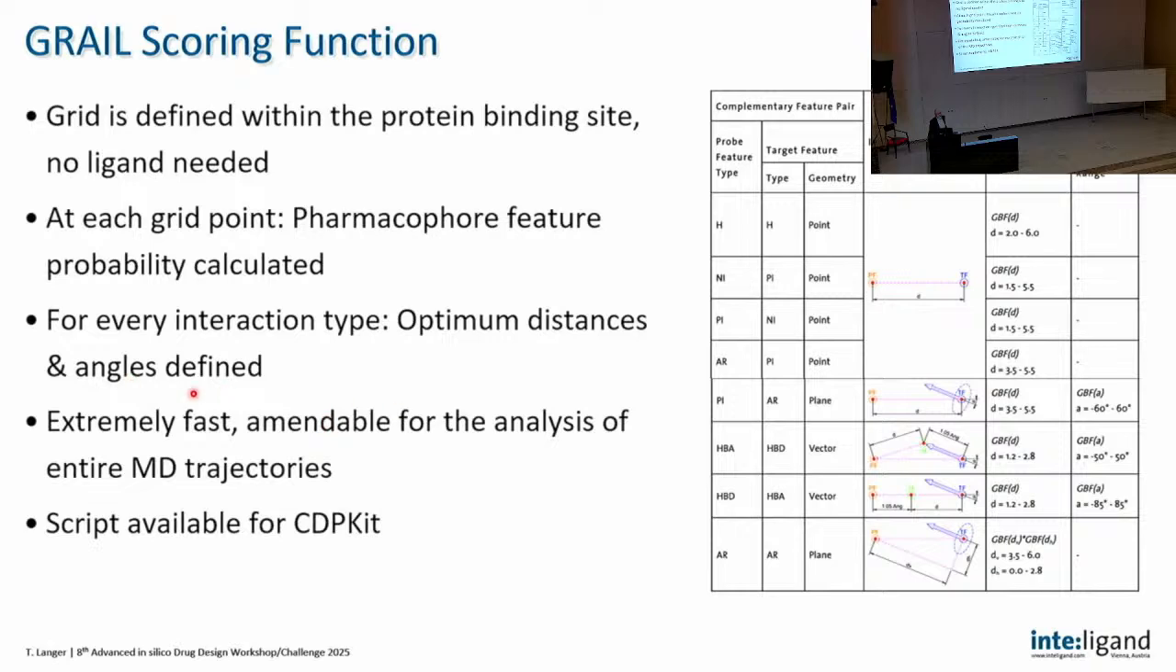So it is fast, so it's amenable for the analysis of an entire MD trajectory. So it's not on the second, right? But it takes a few minutes to calculate such a trajectory description, interaction description. And the script is also available in CDP-Kit, so you can run and play with this yourself in your own lab here.